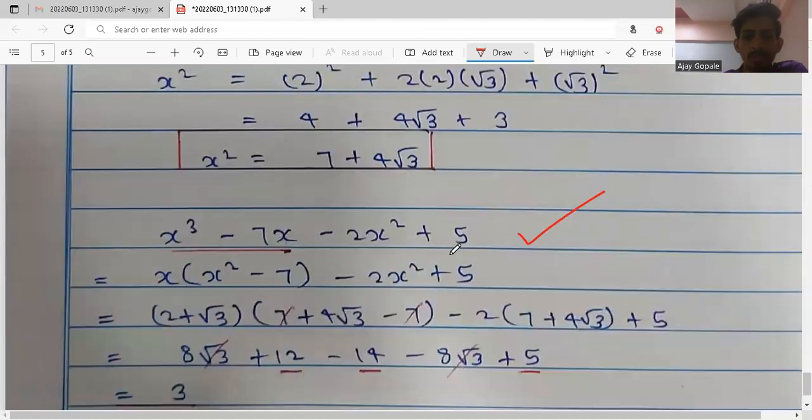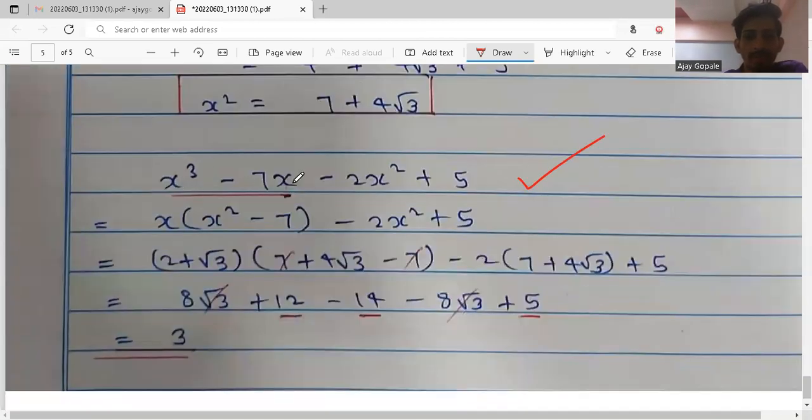So let's come to the question. The question was x cube minus 7x minus 2x square plus 5. इसका आप लोग को वैल्यू फाइंड करना है। So in place of x हम लोग x का वैल्यू पुट करेंगे जो ऊपर मिला था, एंड x स्क्वायर के बदले ये वाला वैल्यू सब्स्टिट्यूट करेंगे। So first we had taken x common, so in the bracket x square minus 7 remains, minus 2x square plus 5 as it is.